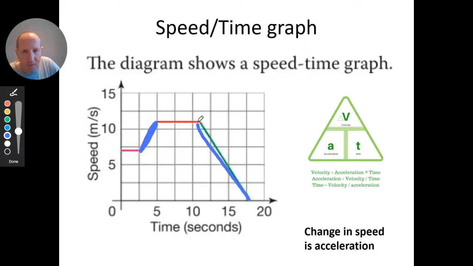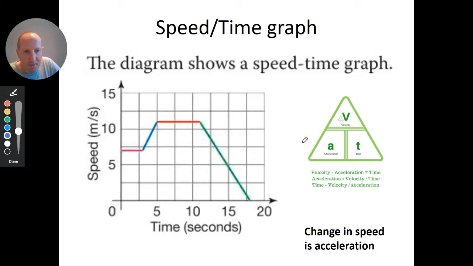So I was going at, that looks to be around 11 meters per second, and now I'm going at 0 meters per second. And at this point, that will be stopped. So this line shows that I'm not changing speed. This line shows that I'm not changing speed, but I'm still moving. This one, when I've got down to 0, means I'm not doing any speed, so I've stopped and I'm not moving.